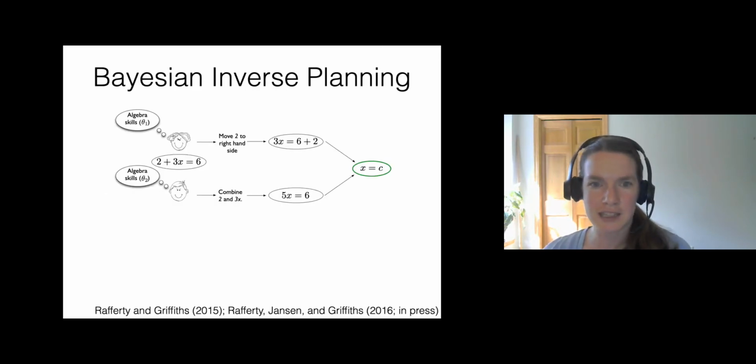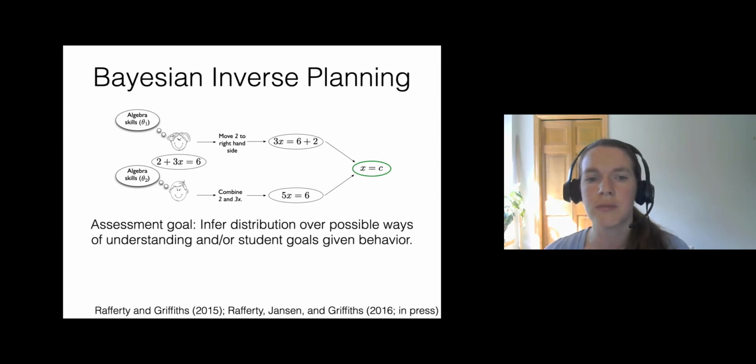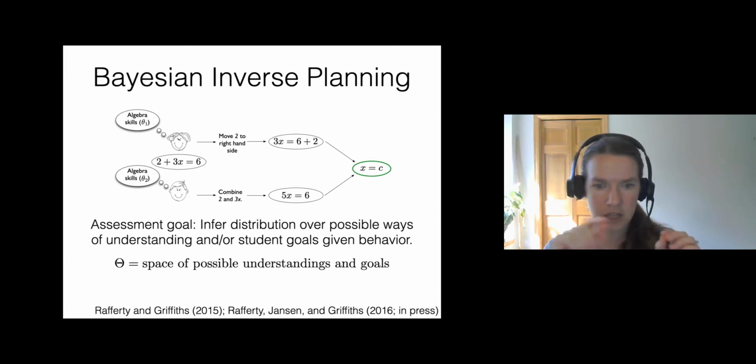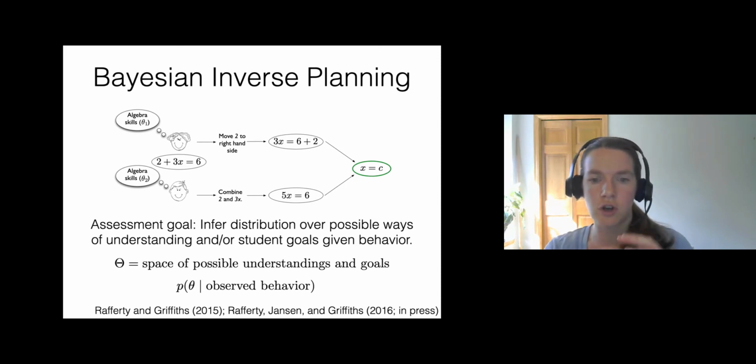Bayesian inverse planning is this framework that I said is inspired by inverse reinforcement learning. And to really understand it, I think we need to start off with what is the top level assessment goal? What we're going to be trying to do is to infer a distribution over possible ways of understanding and/or student goals given the observed behavior. So the idea is let's specify a space of possible understandings and goals where each thing in that space is a possible way that a student might understand or might misunderstand, or possible things she might be trying to do. Then we're going to try to find a posterior distribution over that space given her observed behavior.